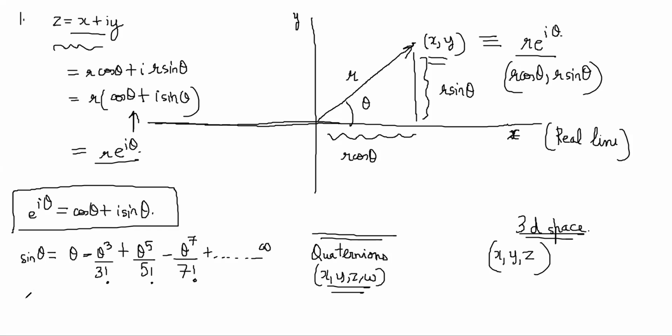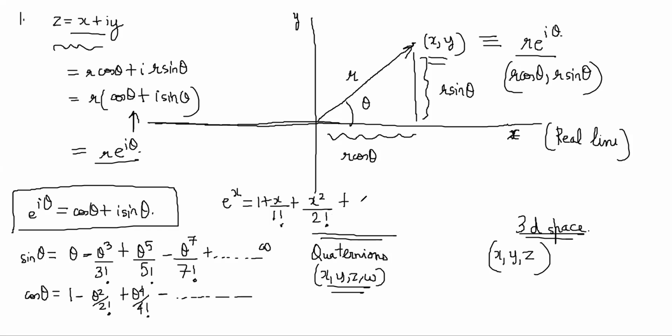Okay. So cos theta is this series, 1 minus theta square by 2 factorial plus theta power 4 by 4 factorial, and so on. And e power x is basically 1 plus x by 1 factorial plus x square by 2 factorial plus x cube by 3 factorial, and so on. So all of these are infinite series whose values give us the value of sine theta, cos theta, and e power x. Now, how does this e power i theta become this?